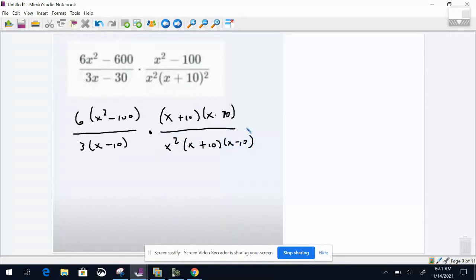So I look through both top and bottom. Is there anything that still needs factored? And up here, you see that this is still the difference of two perfect squares.